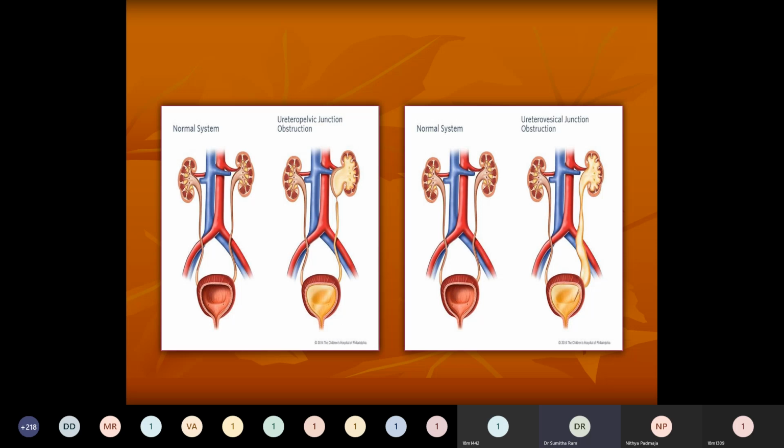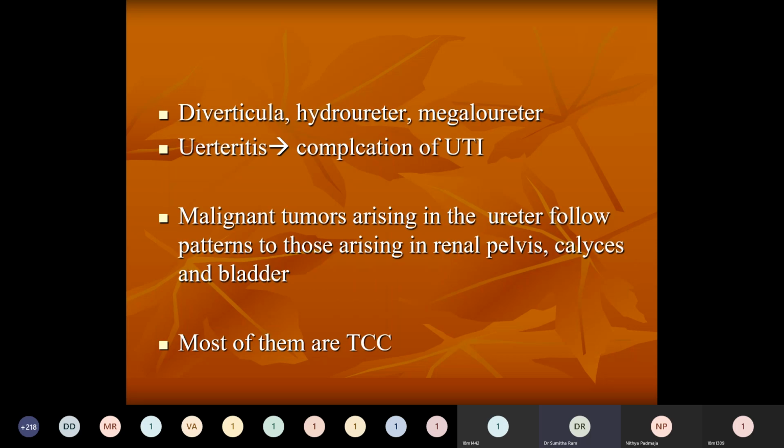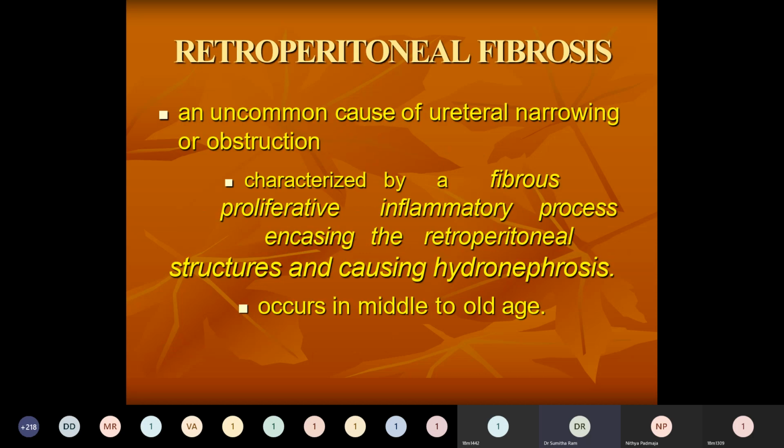The second variety is wherein there is obstruction at the entry of the ureter into the bladder, wherein the entire ureter is also dilated, and this can be called megaureter or megaloureter. Diverticula, hydroureter, and megaloureter can be present. Ureteritis is a complication of urinary tract infections. Malignant tumors arising in the ureter are similar to the transitional cell carcinoma you will see in the urinary bladder in the coming slides. Now, a brief note about retroperitoneal fibrosis, which is a very uncommon cause of ureteral narrowing or obstruction.